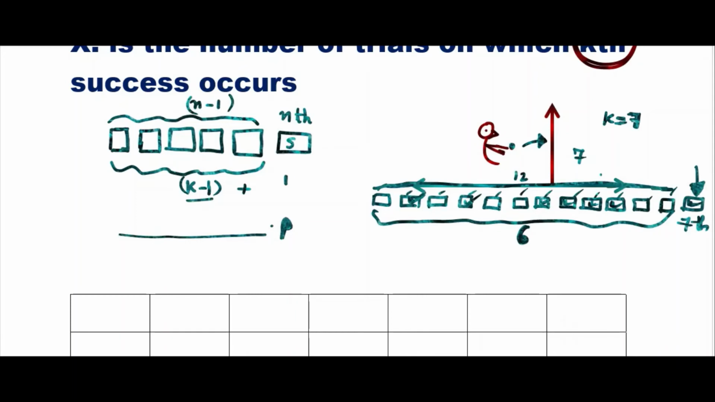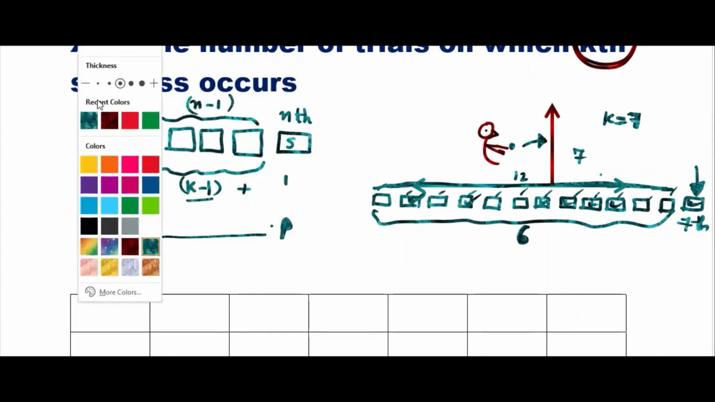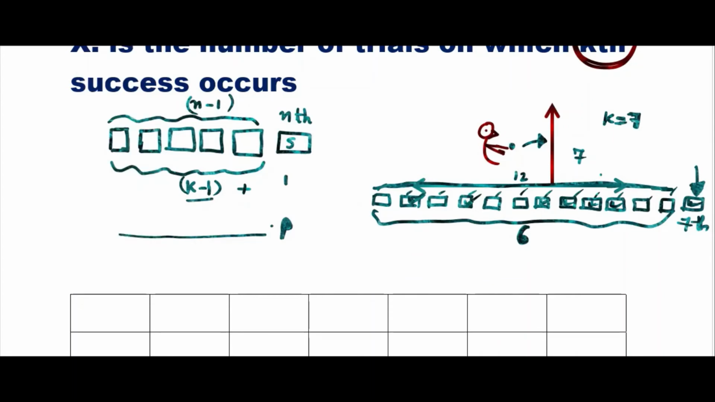Otherwise what will happen? We are not finding 7 successes from 13. No, this is a different problem. Finding 7 from 13 is a different problem. We have hypergeometric and binomial for that. I'm not going to that. I'm after the 7th success. I will stop it.